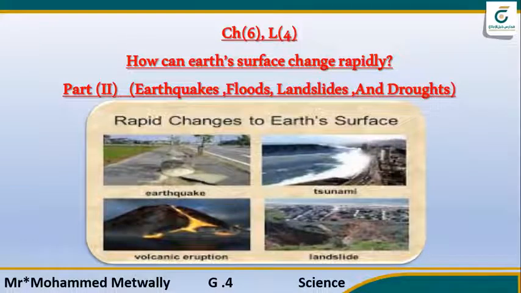Let me remind you first of the rapid changes on Earth's surface, which are earthquakes, tsunamis, volcanic eruptions, landslides, and also floods and droughts. We will deal with each part in detail, inshallah. So I need you to pay me your attention, please, to understand each part of today's lesson.